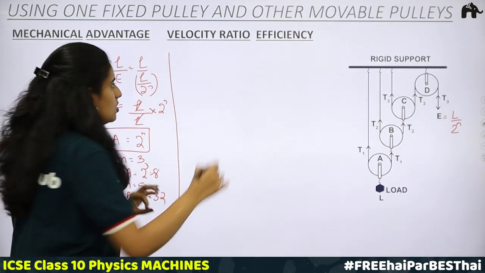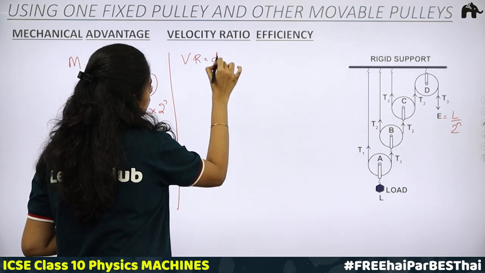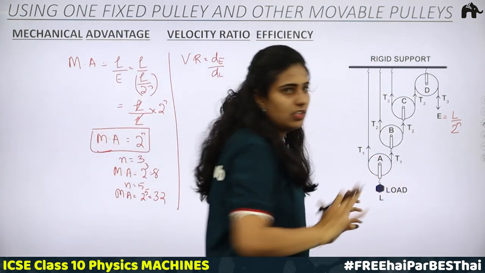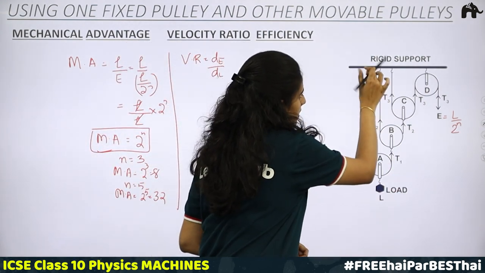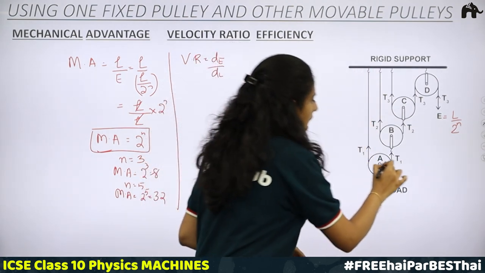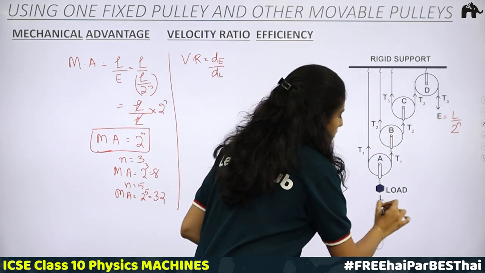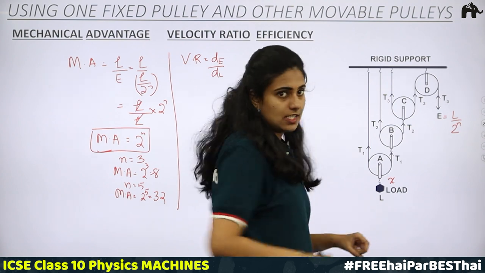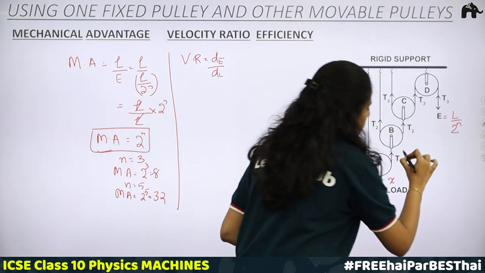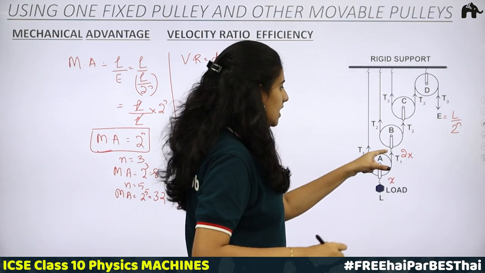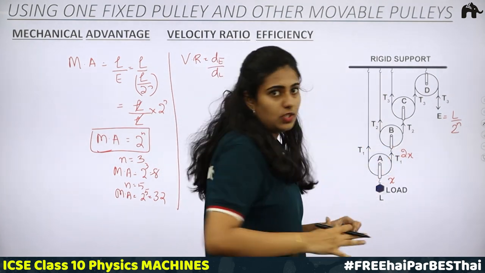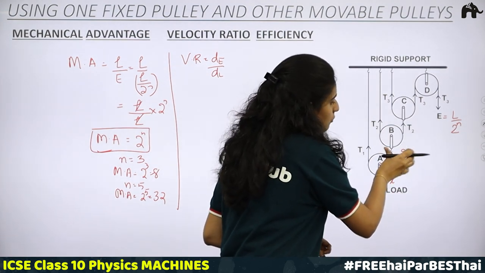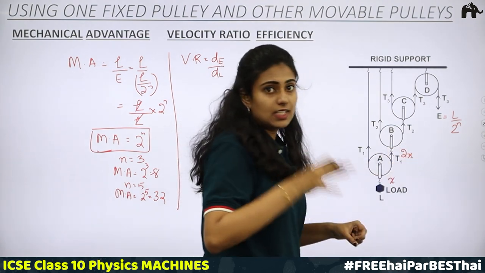Now, what about velocity ratio? Velocity ratio is the distance moved by effort to the distance moved by load. Now, consider this case. Here you have the load. One end of this rope is connected to a fixed rigid support. The other end is free to move. Because of this load, if this load moves up by x distance, then this part of the rope will be moving 2x. We have studied this when we discussed the movable pulley. If here it moves by 5 cm, this part, that is the effort part, will be moving 2 into 5, 10 cm.